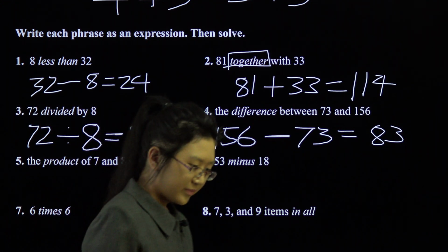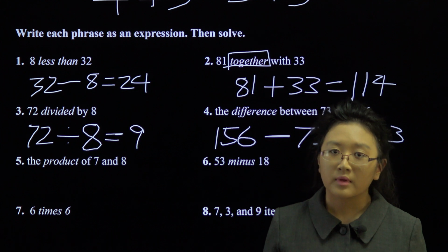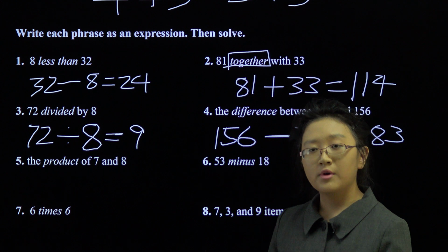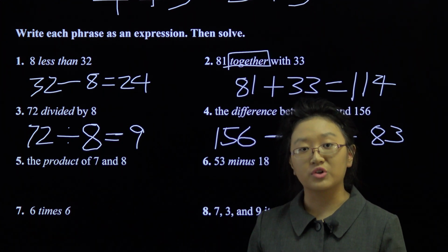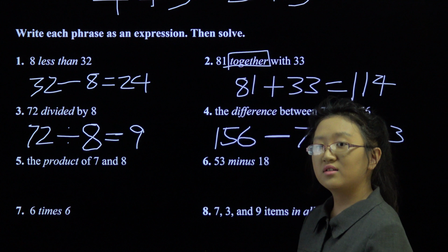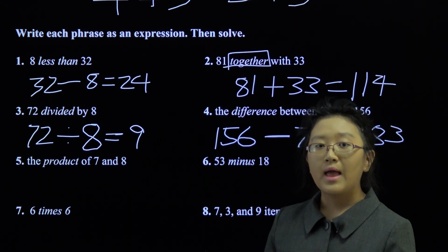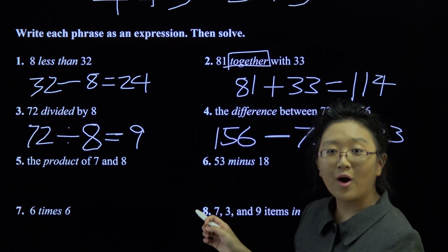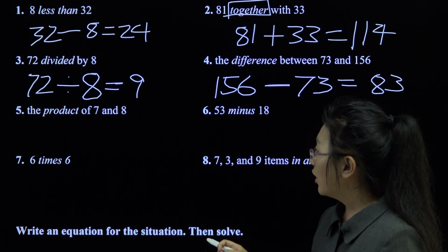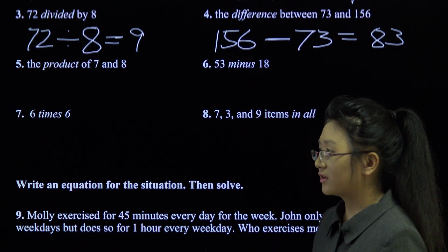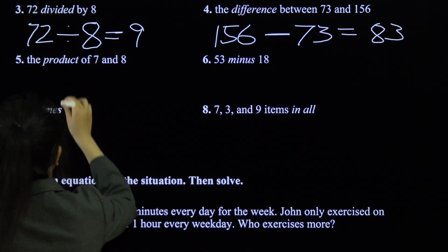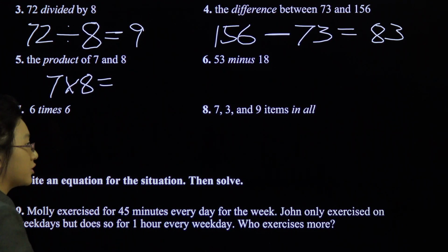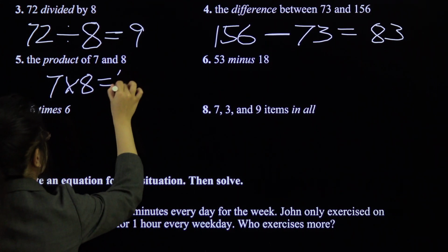Now remember, quotient is for division, product is for multiplication, difference is for subtraction, sum is for addition. Now that I just said that product was for multiplication, what do you think, well, is the operation over here? Multiplication. 7 times 8 equals 56.